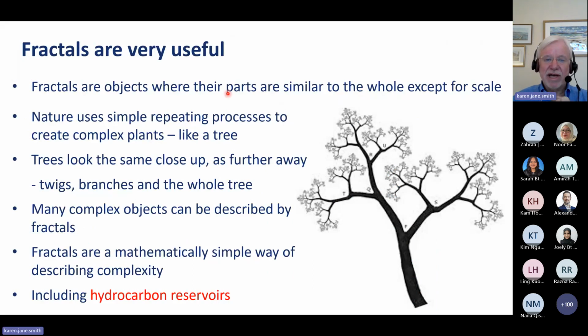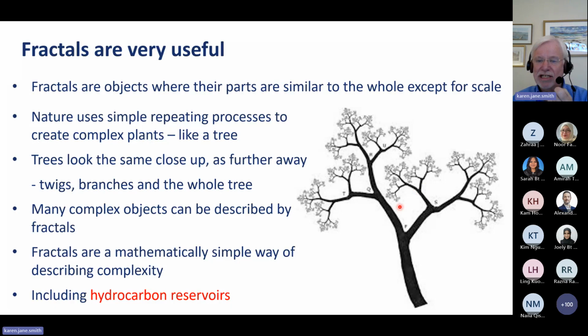They're objects which are similar except for scale. So let's look at this tree. If we look at this tree from a distance, we see this overall shape. As we move into the tree closer, we see this major branch, and it has the same pattern as the overall tree. And all the way down to the smaller branches, all the way down to the twigs, we see the same repeating pattern, right?